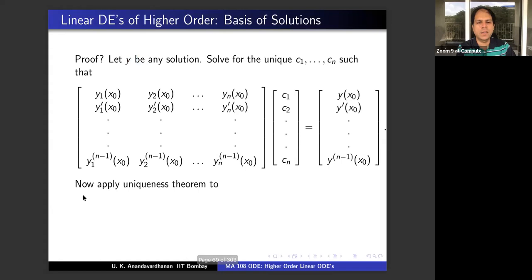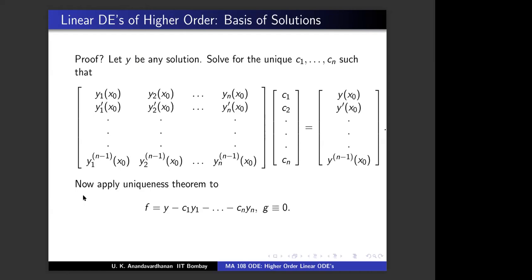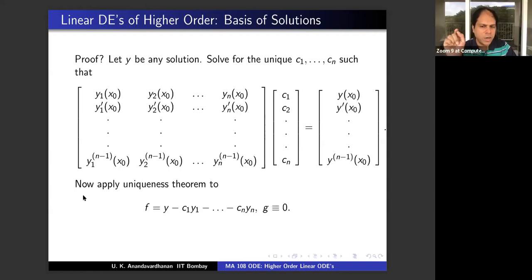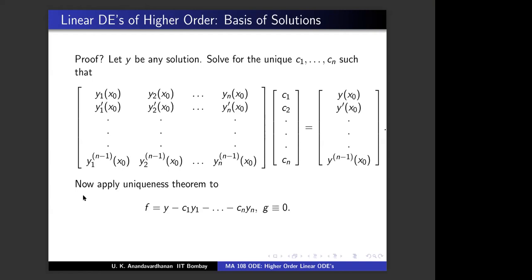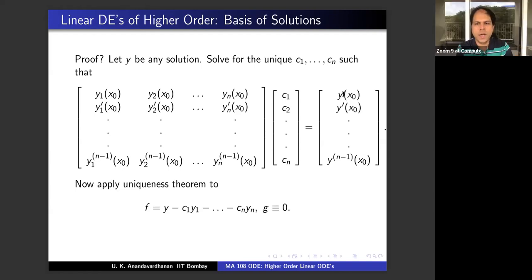So you apply the uniqueness theorem to y minus C1 Y1 minus ... minus Cn Yn, and the identically 0 function. Both are solutions of which IVP? The given differential equation together with what initial conditions? y equal to 0, y dash equal to 0, and so on. It is an IVP. What is your initial point? x naught. Yes, y at x naught is 0, y prime at x naught is 0, etc., and the (n minus 1)th derivative at x naught is 0.